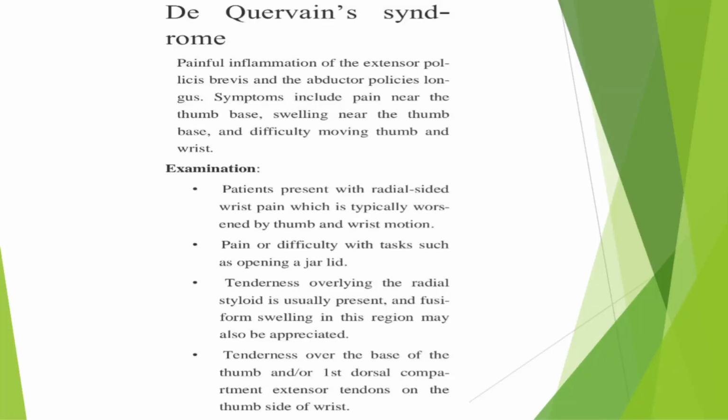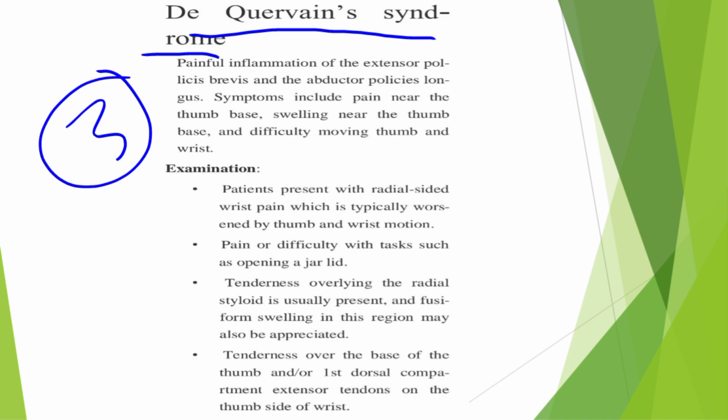In this playlist of orthopedic rehabilitation protocol, we have the last lecture of the upper limb, that is De Quervain tenosynovitis. In the first lecture, we went over the shoulder joint, then the elbow joint, and then the wrist joint. Carpal tunnel syndrome and cubital tunnel syndrome are totally done, and this is the third pathology, that is De Quervain syndrome. Painful inflammation of extensor pollicis brevis and abductor pollicis longus.